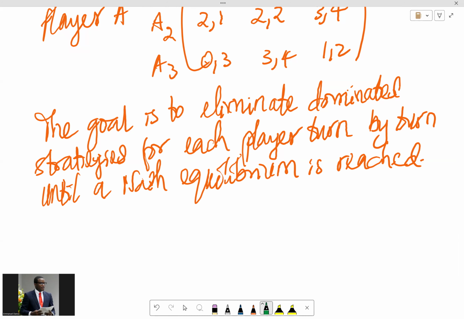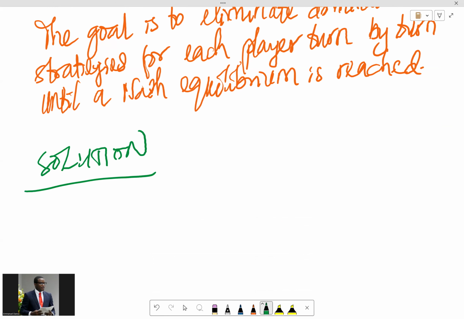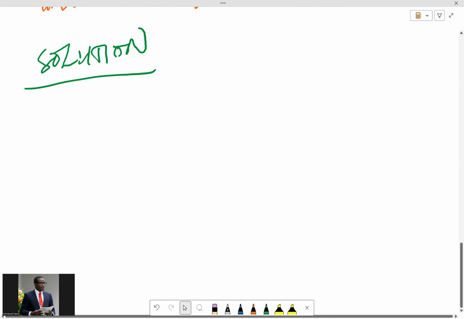All right, so let's go ahead and do that. So, the solution now. Sequential is key here. Going sequentially is very important here. What that means is that player A will eliminate a dominated strategy, then give it over to player B to continue. After player B has eliminated one, player A will do it until we reach the Nash equilibrium.